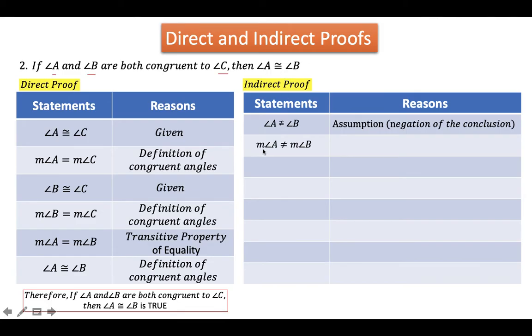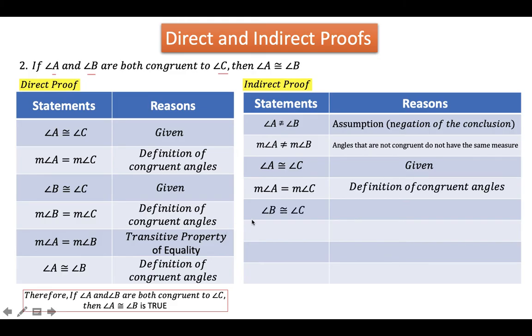It follows that if angle A is not congruent to angle B, the measure of angle A is not the same as the measure of angle B, since angles that are not congruent do not have the same measure. Angle A is congruent to angle C, again from our given. So it follows that the measure of angle A is equal to the measure of angle C by the definition of congruent angles. Then angle B is congruent to angle C from our given, and the measure of angle B is equal to the measure of angle C by the definition of congruent angles.